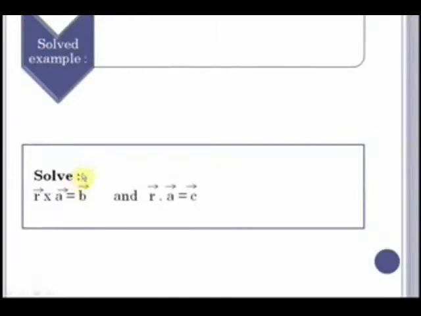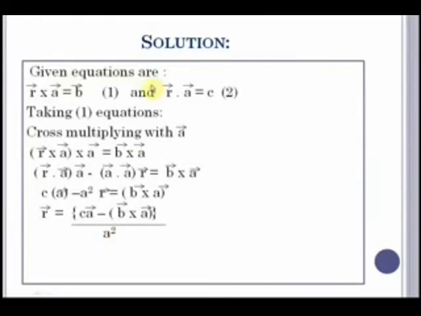So the problem says that solve R cross A equal to B and R dot A equal to C. So we have been given two equations, R cross A equal to B and R dot A equal to C, and here R is the unknown vector and whose value we need to find. So let's try to understand how to solve such vector equations. So the given equations to us are R cross A equal to B, and let us say that this is equation number 1, and the second equation given to us is R dot A equal to C. Let us say that this is equation number 2.